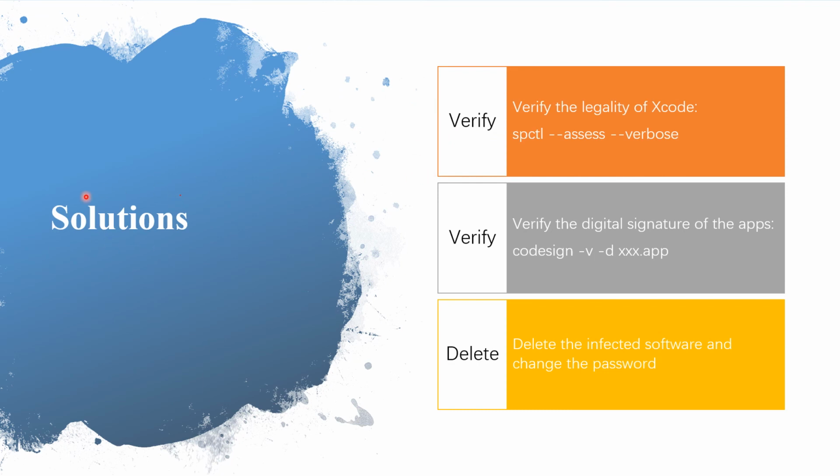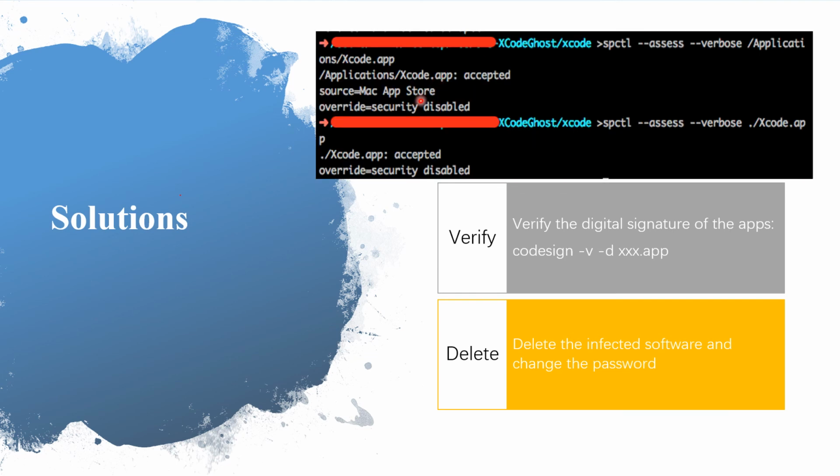Finally, I will introduce the solutions. The first step is to verify the legality of Xcode. Just enter the spctl command in the terminal. If it shows the source is Mac App Store, then this is the official Xcode. If there is no source, then this is the unofficial Xcode.